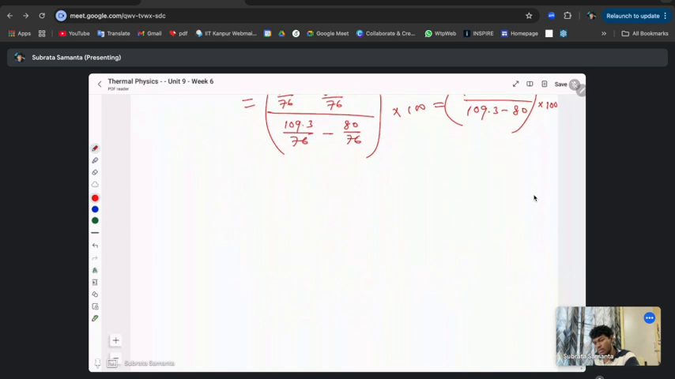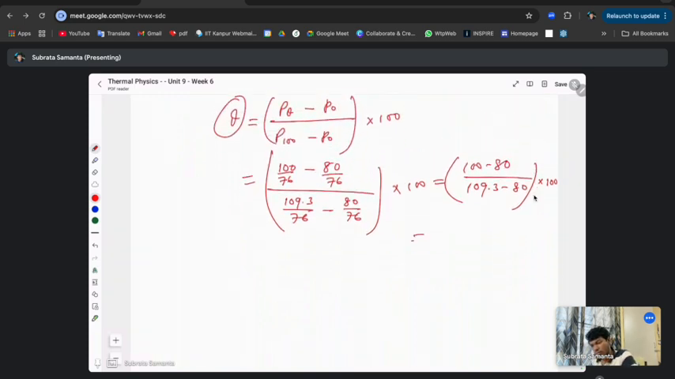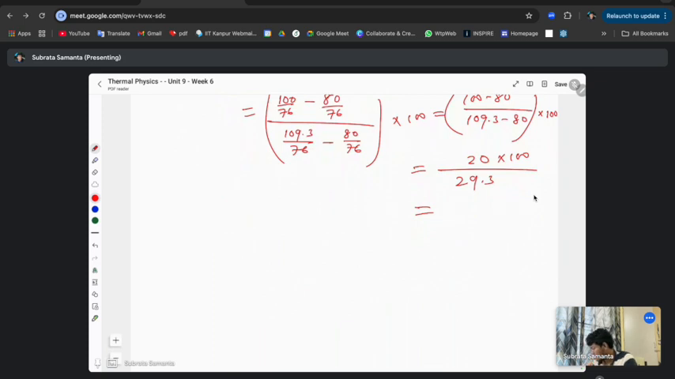Okay, so this is basically 20 over 29.3 times 100, right? Okay, so it gives you 62 point, sorry, 68.26 degrees centigrade, okay.